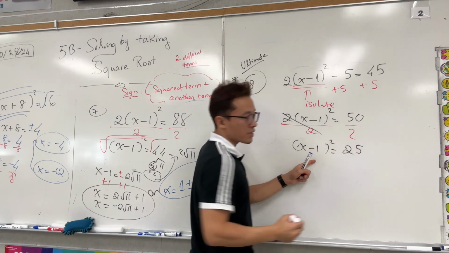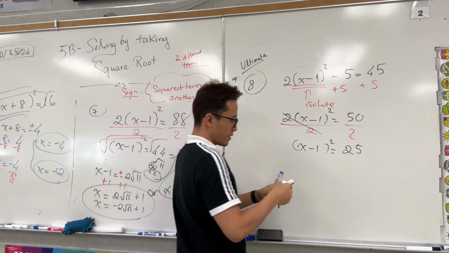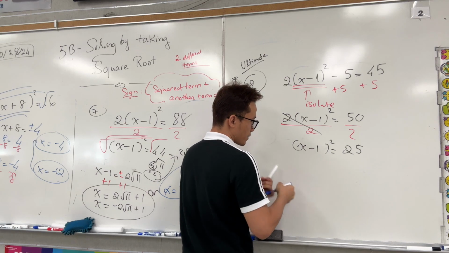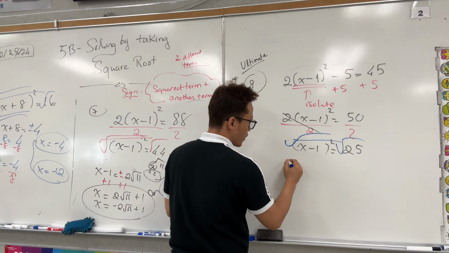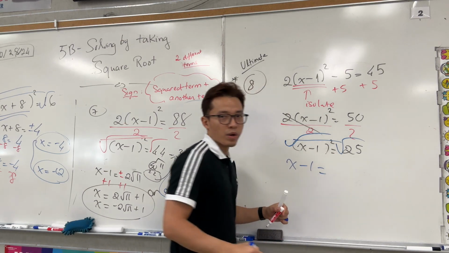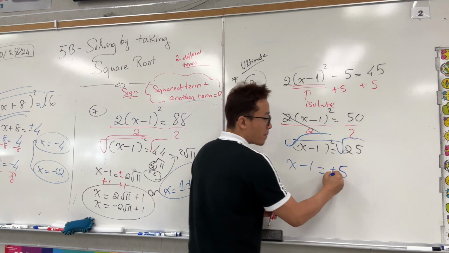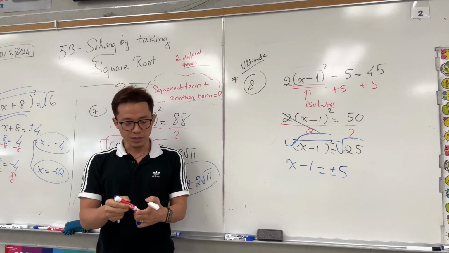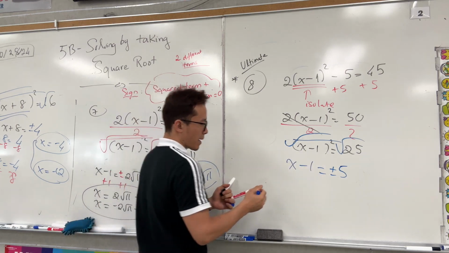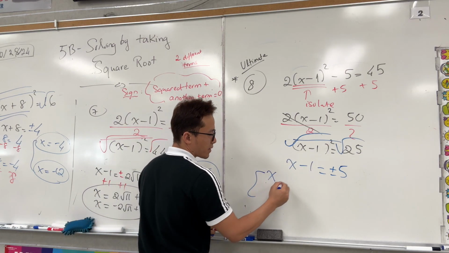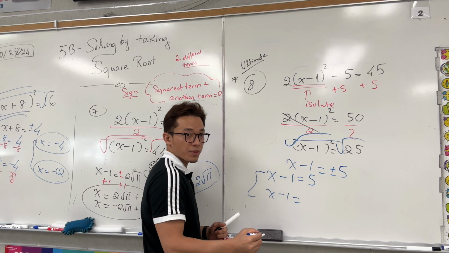25. Now is the square term by itself? Yes, right? You can take the square root. Okay? Take the square root of both sides. The square and square root cancel out. X minus 1. What is the square root of 25? 5. I need to have the plus minus. Always. Whenever you take the square root when solving, you need to have plus and minus. That means you have two solutions. X minus 1 equal to 5. X minus 1 equal to negative 5.